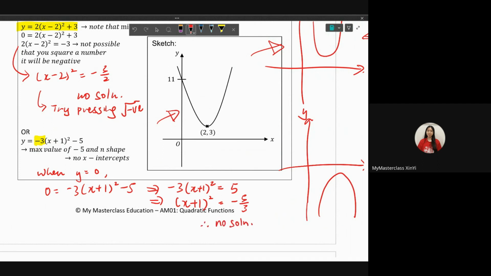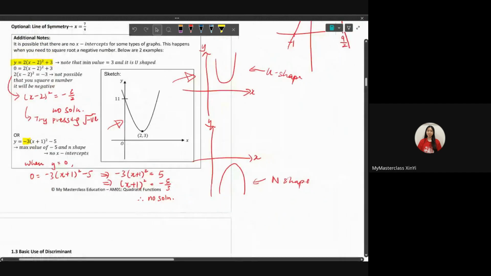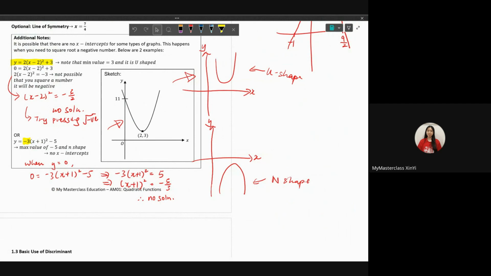So you see the difference: for a U-shaped curve to have no solution, it should be entirely above the x-axis. But for an N-shape, it should be entirely below. Because it is not possible for your N-shape to be entirely above the x-axis, as you can always extend it out to cut the x-axis. So for it to have no solution, it must be below the x-axis. These are the two possibilities.